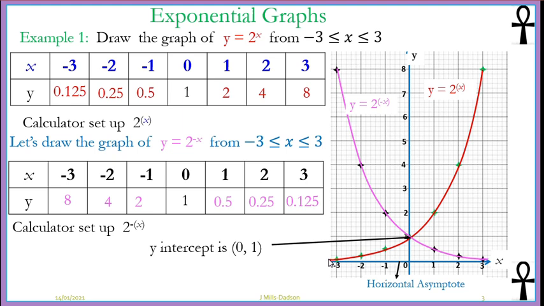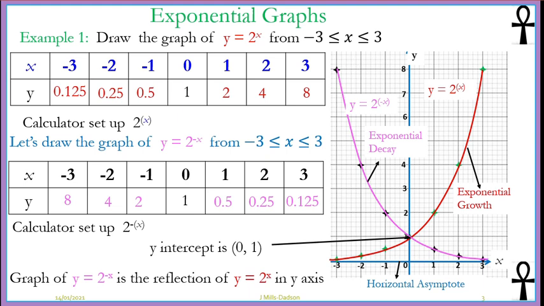Second thing is, you see the red line, y equals 2 to the power x, is increasing as x is increasing. So we call this an exponential growth function. And the pink line, you see that as x is increasing, the y values are getting smaller. So that is the exponential decay. So you now know the nature of exponential growth functions and exponential decay.